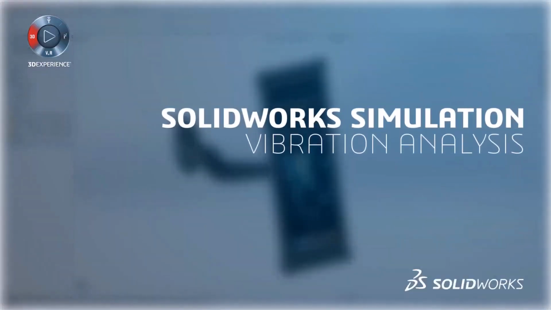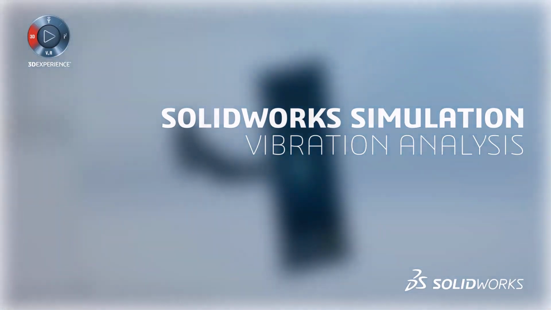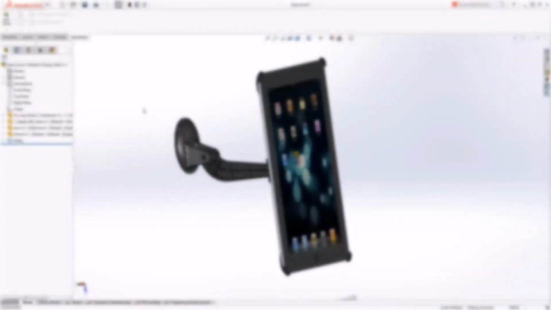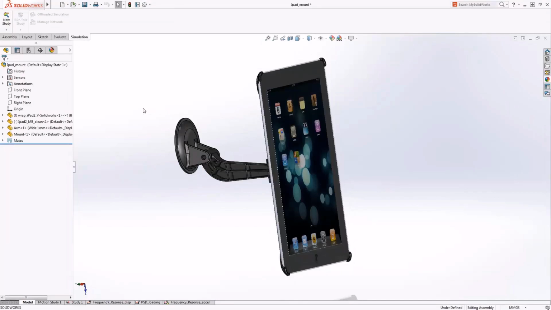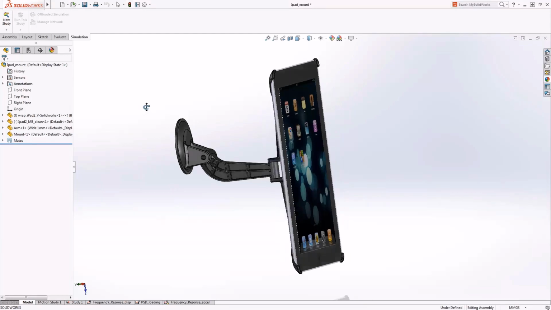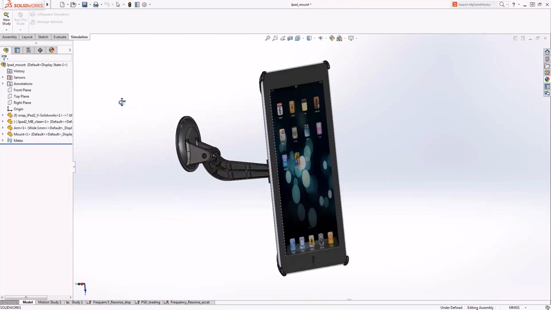SOLIDWORKS Simulation Premium includes non-linear and dynamic analysis tools, along with composite material simulation. It also includes tools for vibration analysis, a challenge many designs face. In fact, many industries have specific requirements for vibration testing that must be achieved. Let's see how SOLIDWORKS Simulation Premium will help you meet these requirements and give valuable insight into your design.